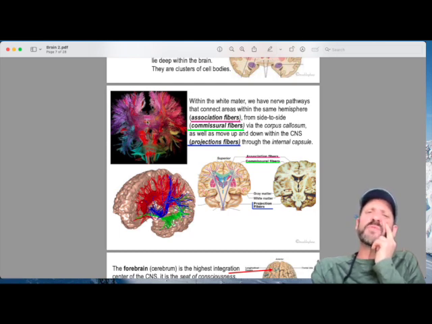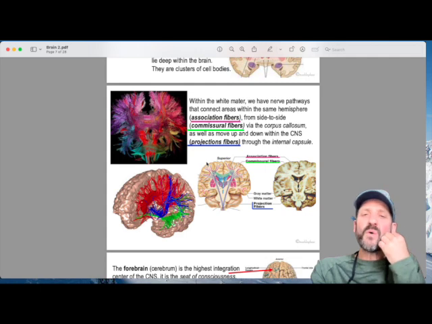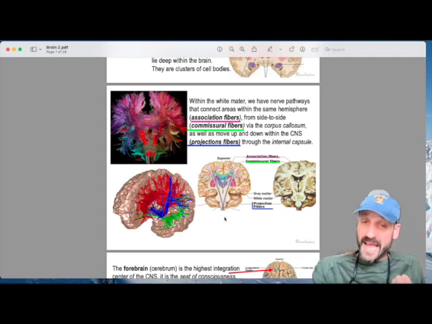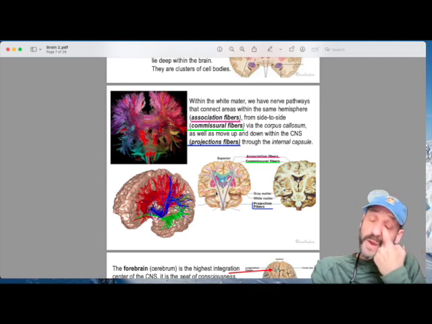So those fibers that go from side to side are known as commissural fibers, and as we go through them, you will learn that more. Then we have fibers that go within the same area of the brain. They go from region to region. And then we also have fibers that go from the spinal cord up to the brain or back down. The pathways go both ways.